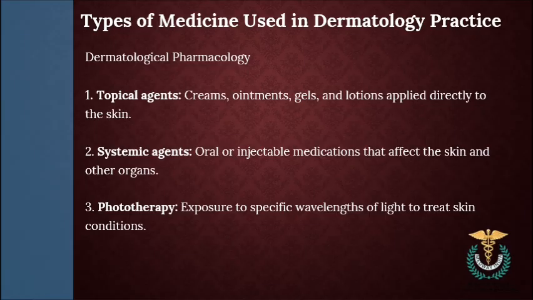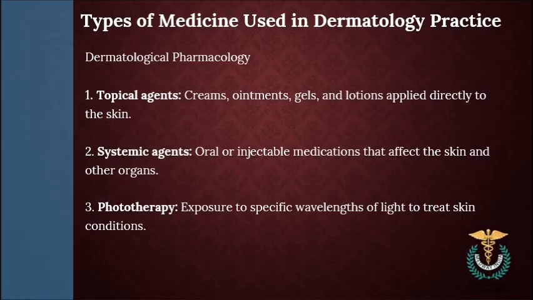And as far as phototherapy is concerned, ultraviolet light therapy is used to treat skin conditions such as psoriasis, vitiligo, and atopic dermatitis. Narrowband UVB phototherapy is used to treat skin conditions such as psoriasis and vitiligo. And psoralen plus UVA, which is PUVA phototherapy, is used to treat skin conditions such as psoriasis and vitiligo.